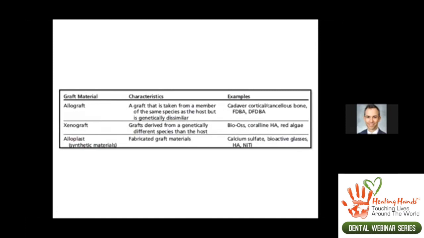So there's various types of bone graft material. Allograft is a graft taken from the same species. So this is typically human cadaver bone. It can come as a cortical cancellous graft. It could be particulate or as a block. And there is kind of the demineralized and mineralized versions of this.